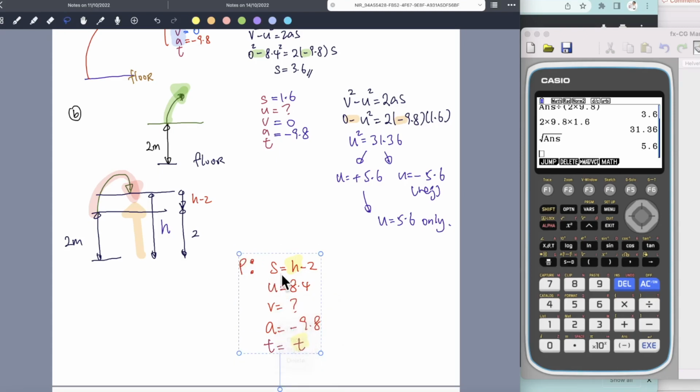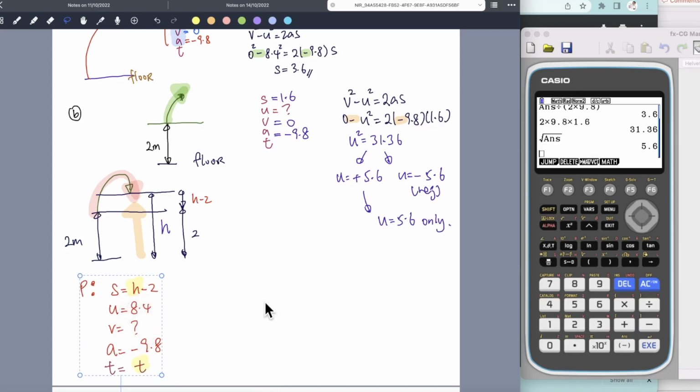So that's everything we know about P. What is everything we know about Q now? Q has traveled upwards. What's the S for Q? How much has Q traveled? Isn't it H minus 2? It's H minus 2 upwards only.